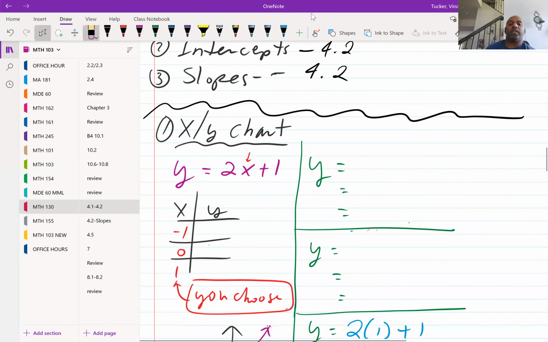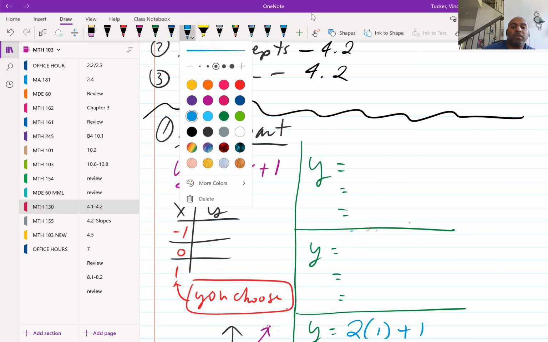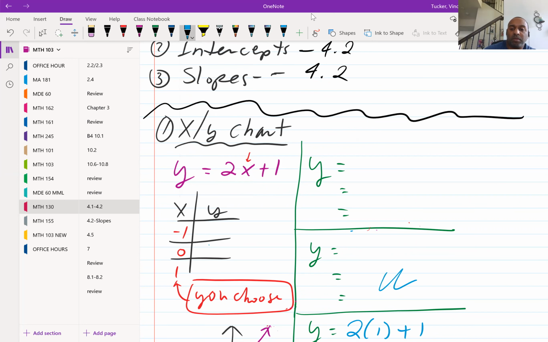All right, so let's look at the first method, y equals 2x plus 1, and we want to create an xy chart. Y equals 2x plus 1. Notice how I gave you that little note that you choose your x values. In MyMathLab, you only have to graph 2 points.